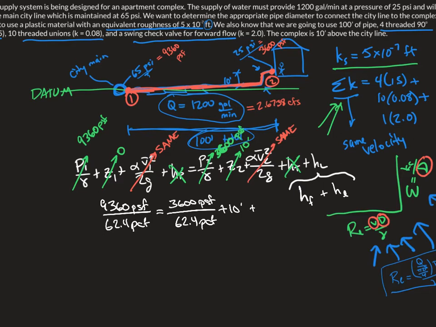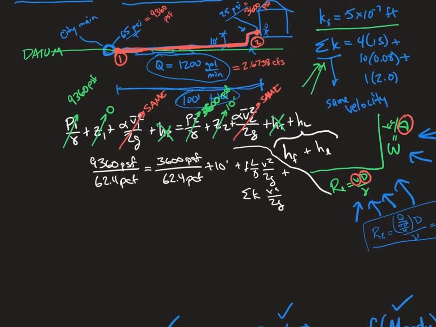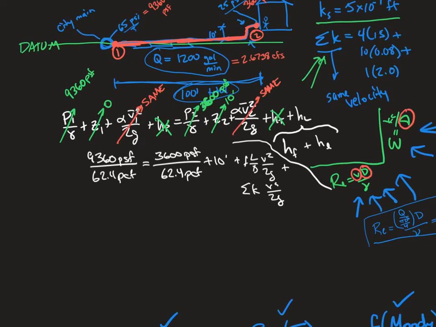HF. So this is going to get a little bit crowded, but HF is FL on D, V squared on 2G, plus HL, which is going to be the sum of K times V squared on 2G. Noting that the V squareds in this case are both the same, because there's only one pipe. Let's clean up some of these numbers on the left, because that's really not where we're focusing right now. So there are those numbers right there.